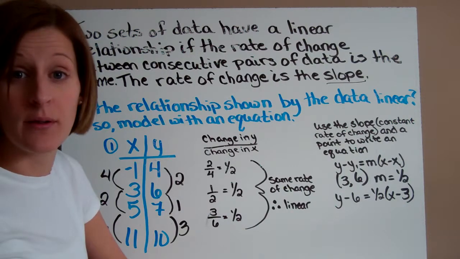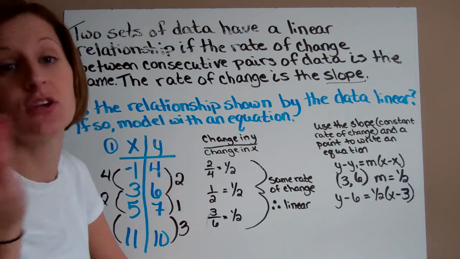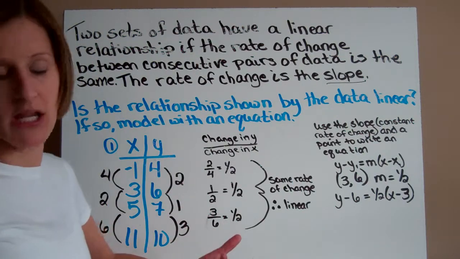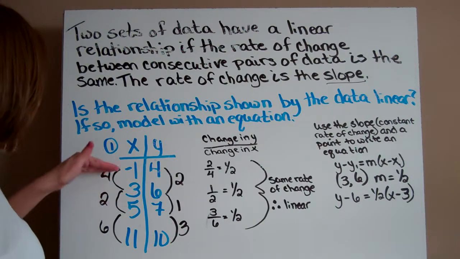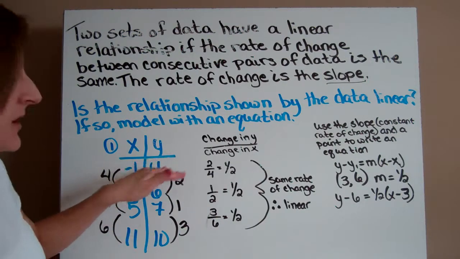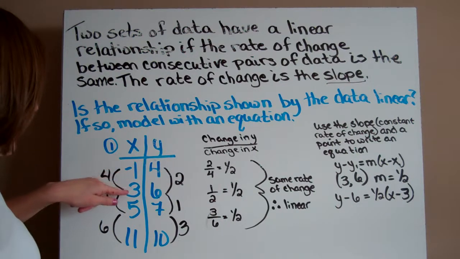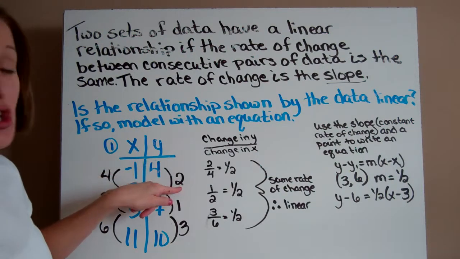So make a coordinate plane and then plot your data, and if they lie on a straight line, then you know it's linear. If not, then it's not linear. Now, over here, what I did was I took my change from each one of my x's and my y's. So the difference between -1 and 3 is 4, and the difference between 4 and 6 is 2.